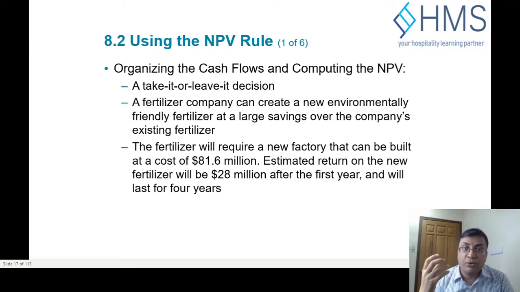So how do we use the net present value rules? We normally organize the cash flow and compute the NPV. So we can make a take it or leave it decision, right? For example, we can explain this with an example.